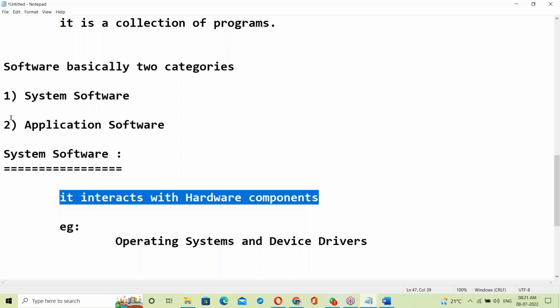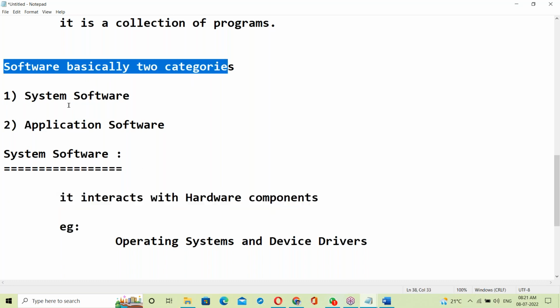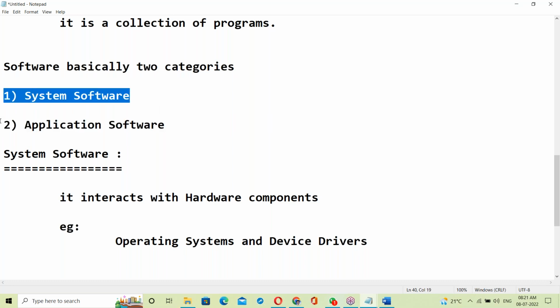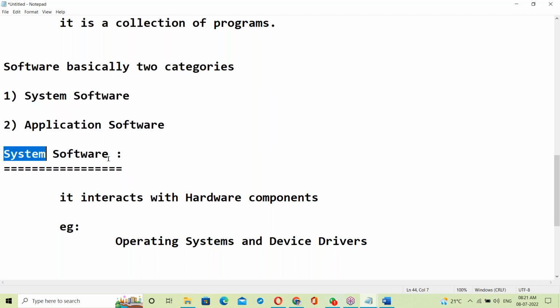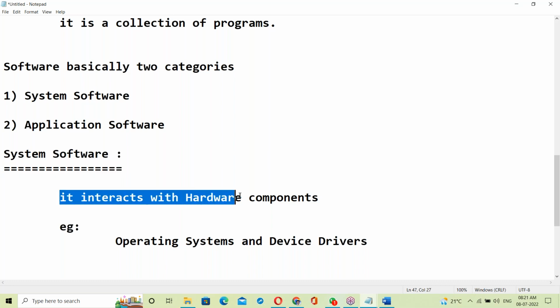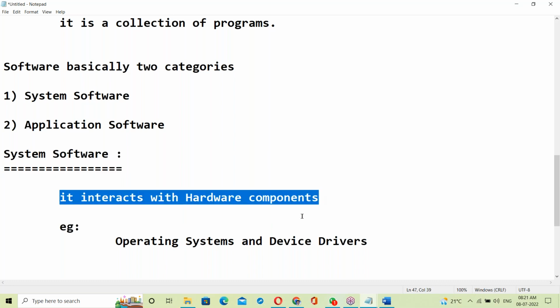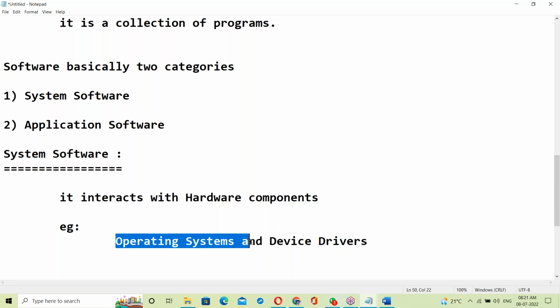Software basically has two categories: system software, next application software. System software interacts with hardware components. Example, operating systems and device drivers.